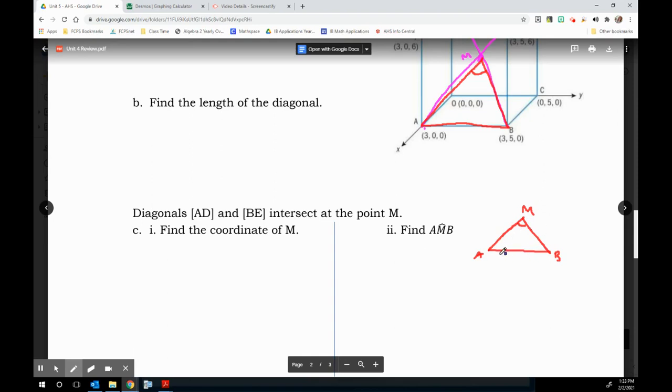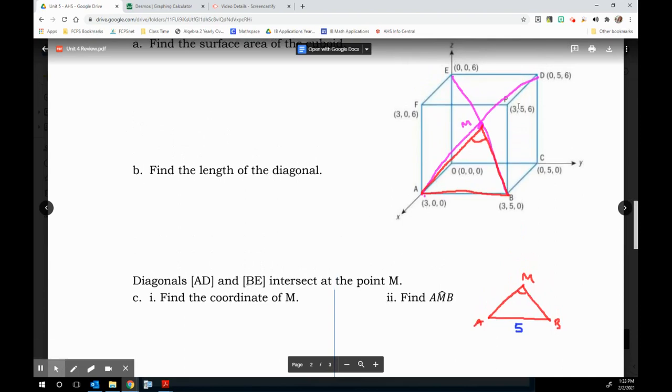What we do know is that A to B is the y distance, or the length of this cuboid, so that's 5. We also know that A all the way up to D we found in part B, and I accidentally erased all my work. But in part B, we got 8.37 as that total distance from A to D.